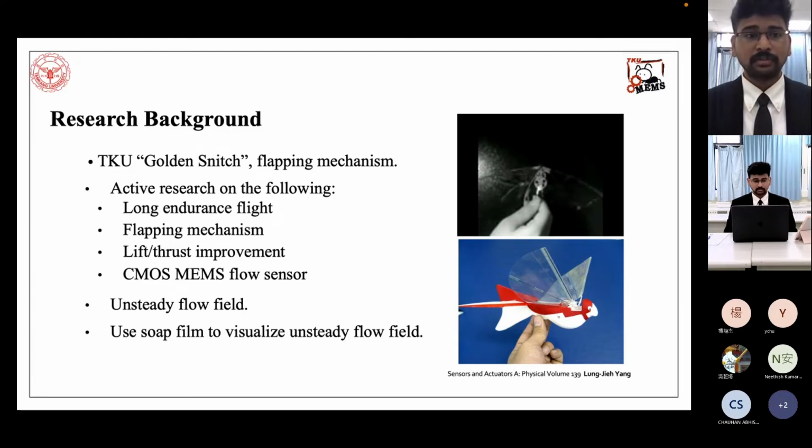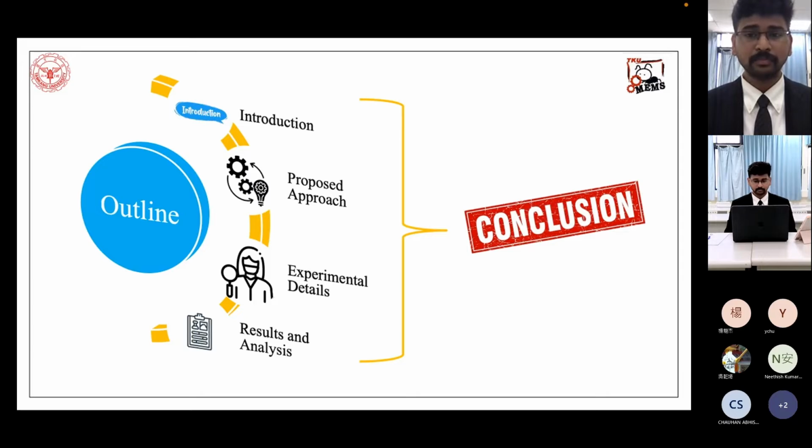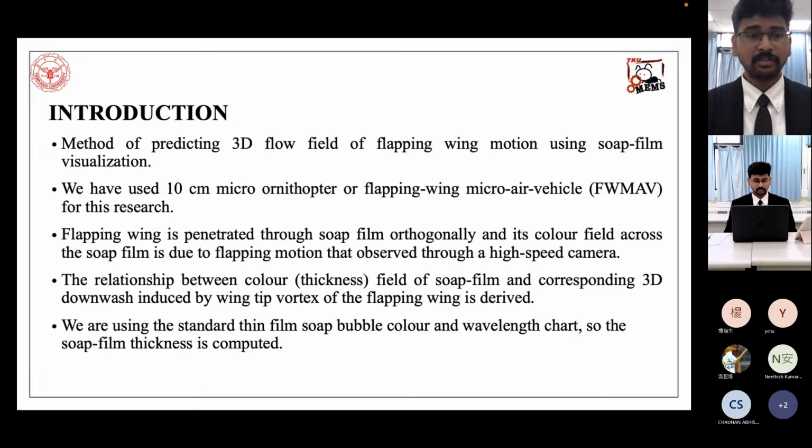So now this is the outline of my presentation, where I'm going to start from the introduction, then the research results and analysis, and then I'm going to show my conclusion. Coming to the introduction, the methods of predicting the 3D flow field of a flapping wing motion use soap film visualization. We have used a 10 centimeter micro ornithopter, or a flapping wing micro vehicle, for this research.